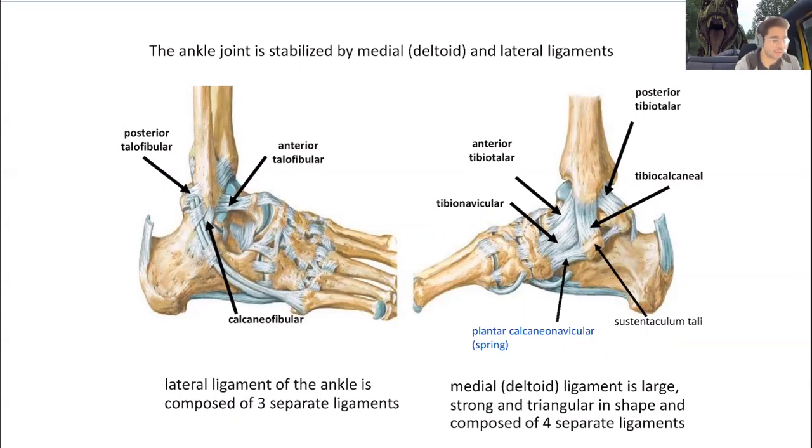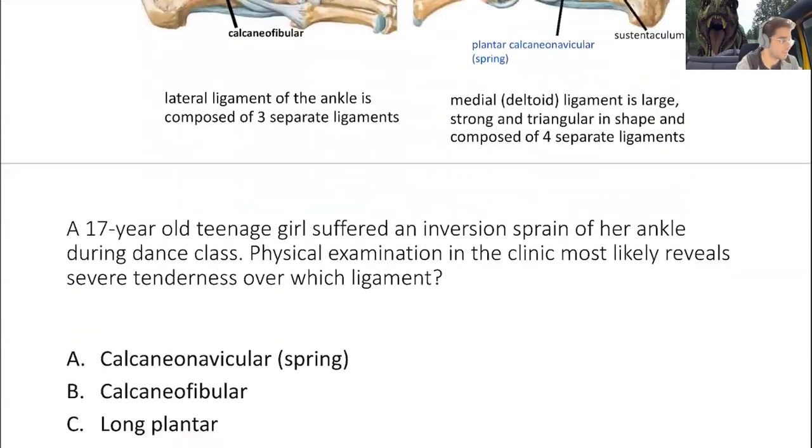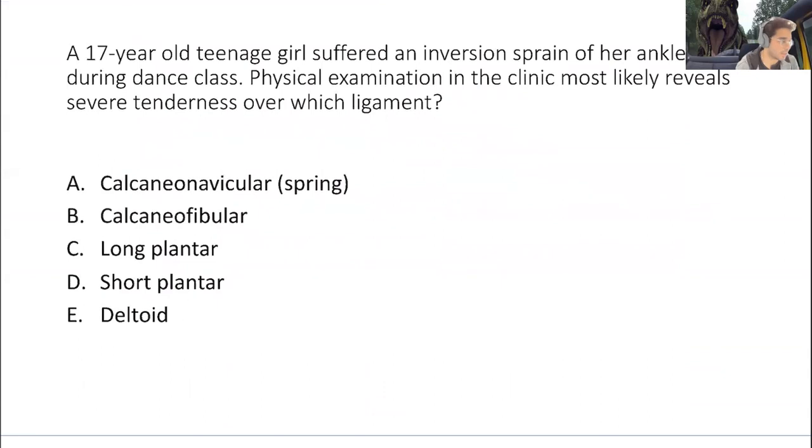Anterior talofibular and calcaneofibular. Absolutely. That is important. You guys got to know that cold. It is the one that they love to ask about. That is the one that they're going to test. And that's the one I'm going to ask you guys about right now. Feel free to drop your answer in.